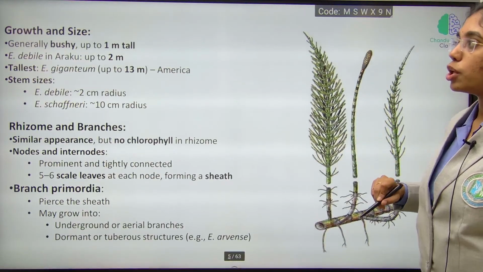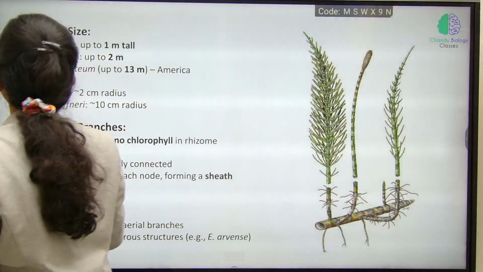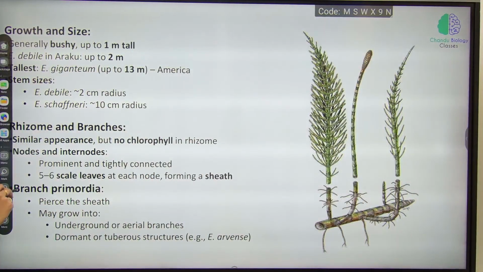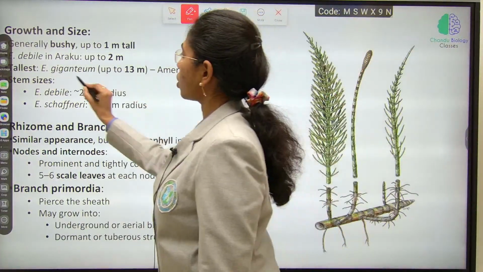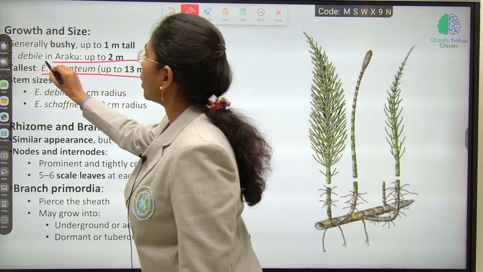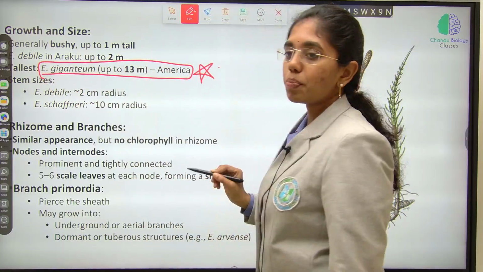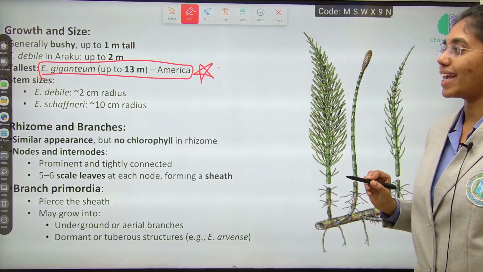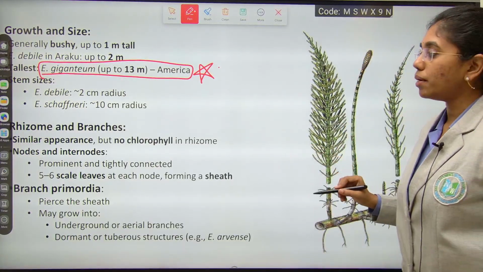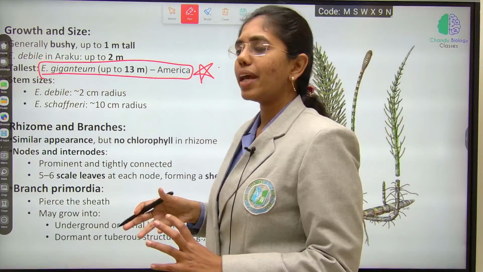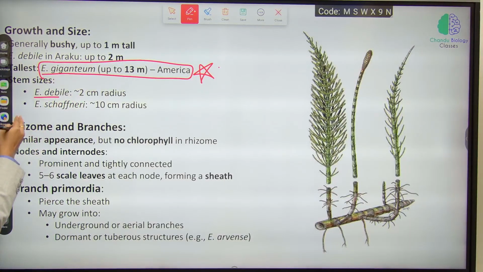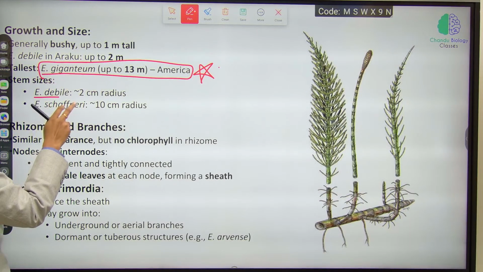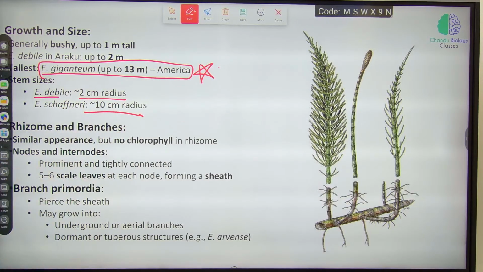Next, growth and size. Generally they are bushy and up to 1 meter tall. The tallest species in Equisetum is Equisetum giganteum, which is up to 13 meters tall, which is the most significant point to be remembered. Next, stem sizes will vary. The smallest stem sizes are seen in Equisetum debile, which is the common species in our areas, and Equisetum schaffneri. These are of 2 centimeters to 10 centimeters in radius.